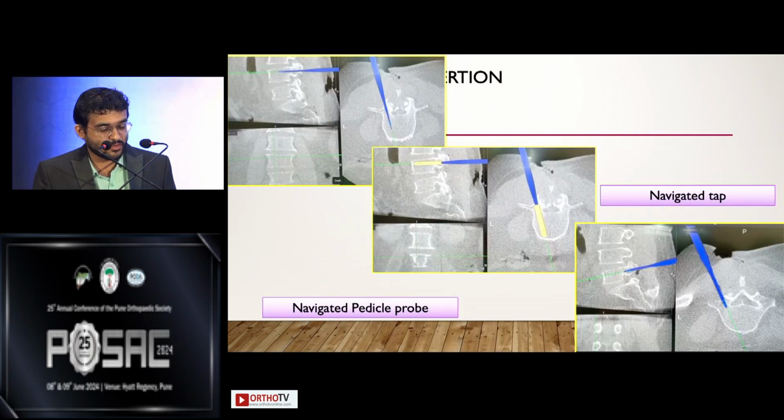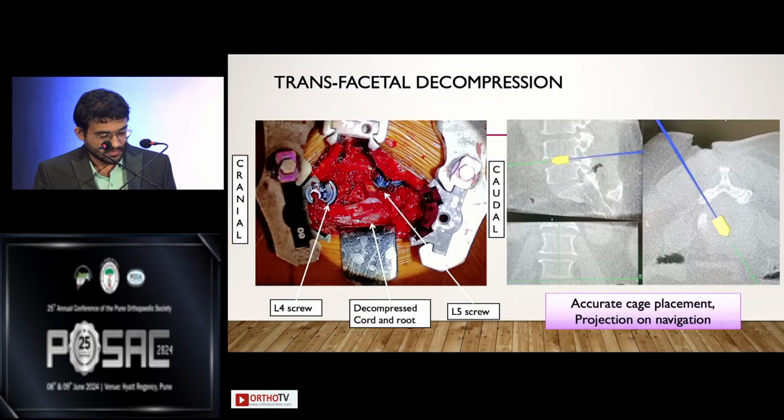Once we are at the facet joints and the tubular retractors are in place, the screws are inserted through the navigation system, and we can accurately place the screws. After the screw insertion, we do the decompression. This is the transfascial decompression. We can visualize the decompressed cord and the nerve root as well as the screws inserted through the same incision. The cage placement can accurately be checked through the O-arm regarding the size and the exactness of the placement of the cage.